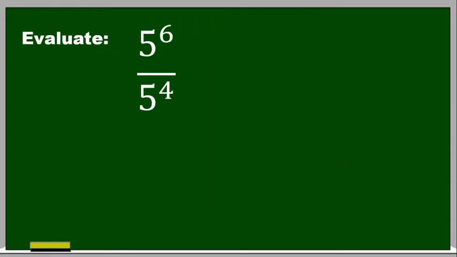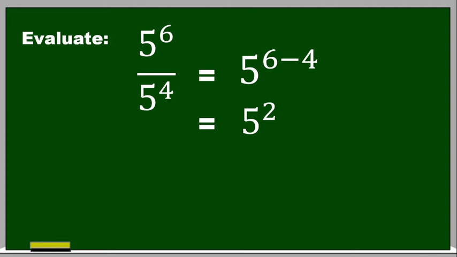Okay, for instance, if we are going to evaluate 5 raised to the 6th power over 5 raised to the 4th power, you are going to subtract 6 and 4. So that gives 6 minus 4. So we have 5 squared. 5 squared is the same as 5 times 5, which is 25.